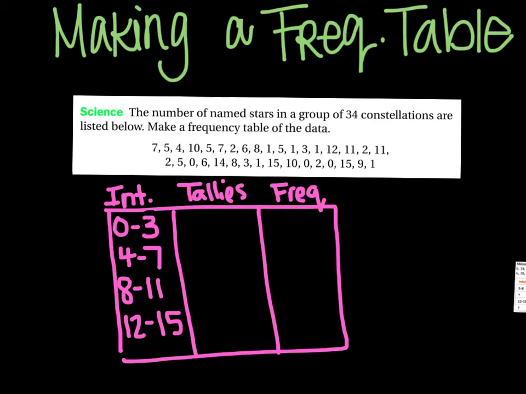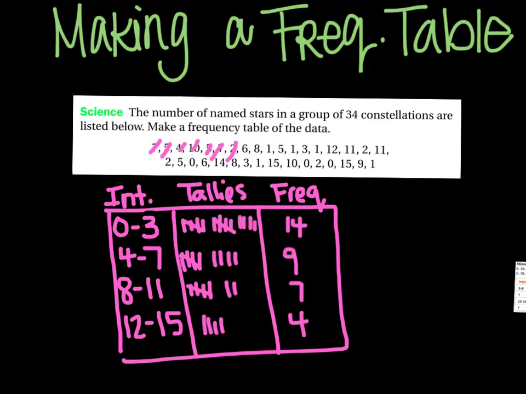Tallies, you're going to go through and just tally it up. So 7 fits in the second interval, 5 is in the second, 4 is in that second one, 10 is in the third one, 5, 7, 2 is up here. You're just going to tally mark it. I'll let you go ahead and do that and then show me when you're done.